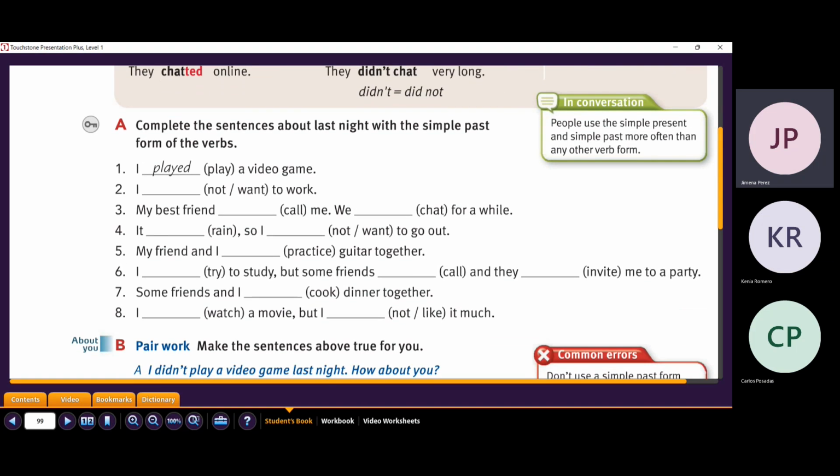Ok, entonces para terminar vamos a hacer este ejercicio de aquí que dice complete sentences about last night with the simple past form of the verbs. Y tenemos aquí la número 1. I played a video game. So you continue with the number 2 to the number 8. This is really easy. When you get ready, tell me. Okay.